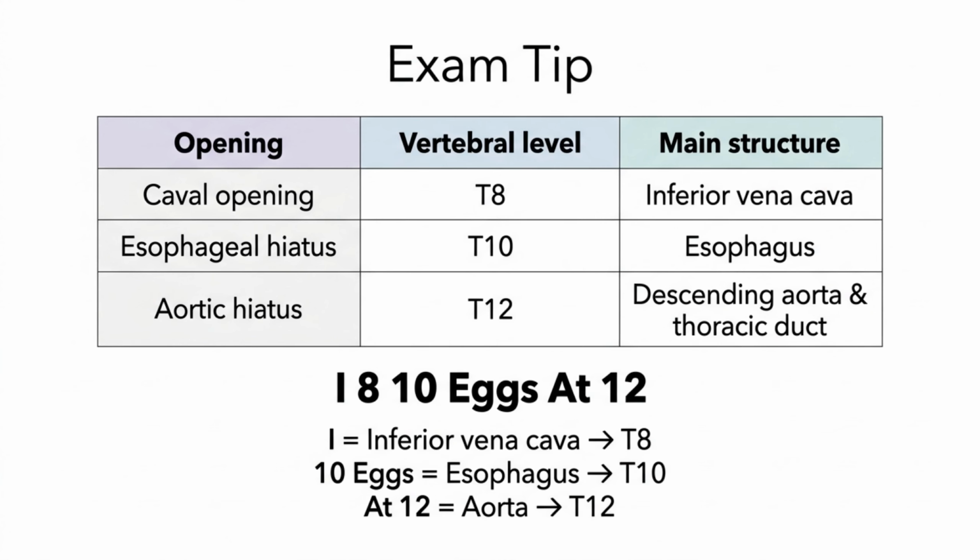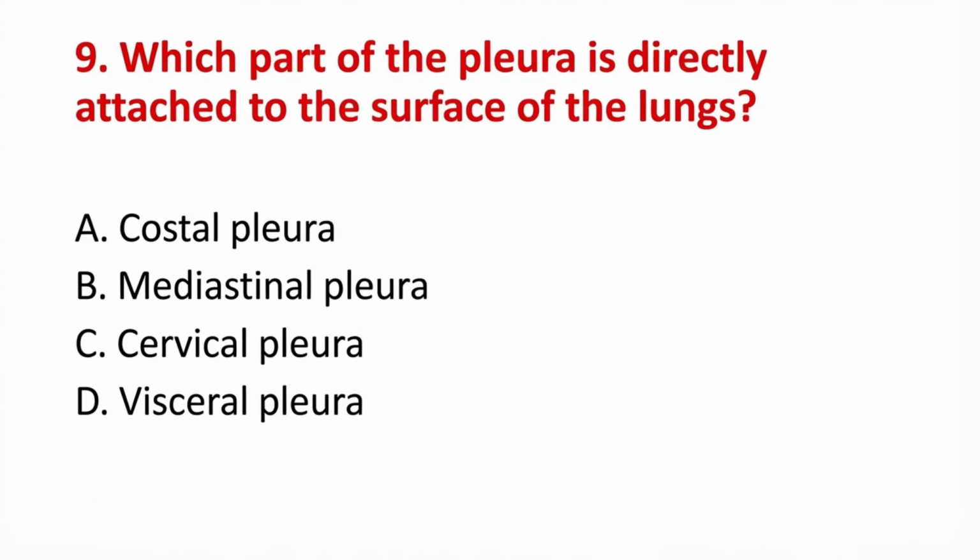Let's go to question 9. Question 9 reads, which part of the pleura is directly attached to the surface of the lungs? A. Costal pleura. B. Mediastinal pleura. C. Cervical pleura. D. Visceral pleura. You have 5 seconds.